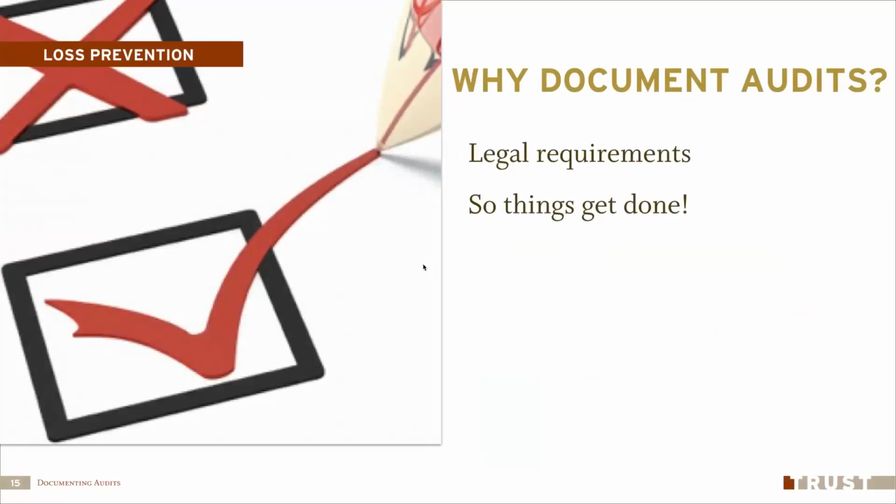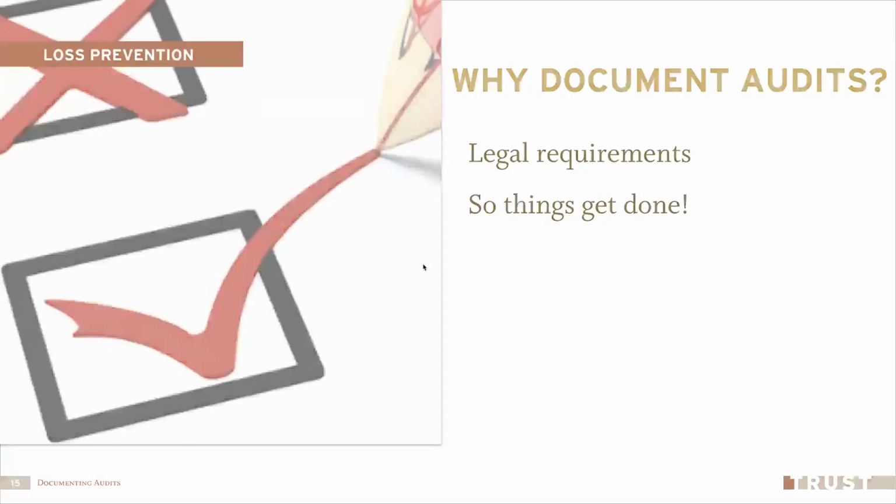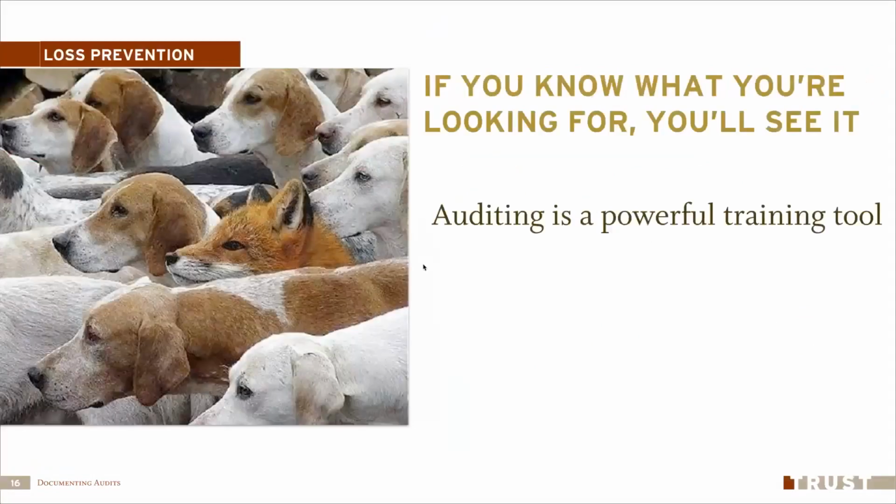Okay, the number one reason why we document audits and have all of these documents go along with it is so things get done. It's a simple thing that if I write something down, the chances of it getting completed go way up. The statistics easily show a strong correlation between documenting something and action. If I just go, oh, that's bad, and I don't write it down, the chances that I forget it go way up. So if we know what we're looking for, we'll probably see it, and that's why I say auditing is such a powerful training tool. Inspections are a powerful training tool.